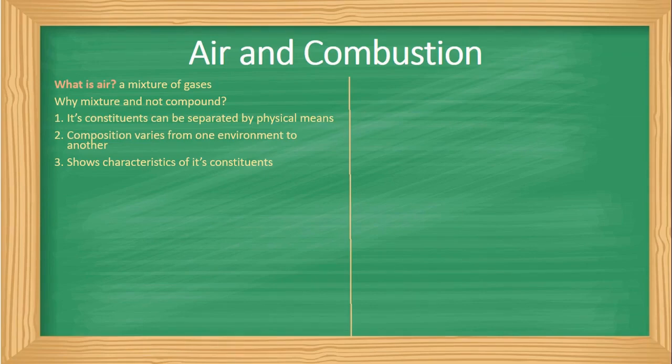Number two, the composition changes from place to place. That's why in certain areas like in Europe you will find that water vapor is more in air than it is in Africa. Number three, the characteristics of air are just borrowed from characteristics of its constituents. That's why you find that air can support combustion, while we know very well that in air it's only oxygen that supports combustion.